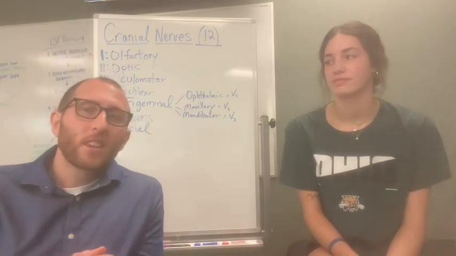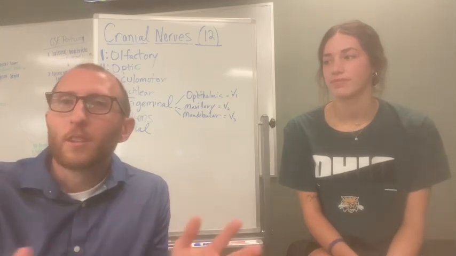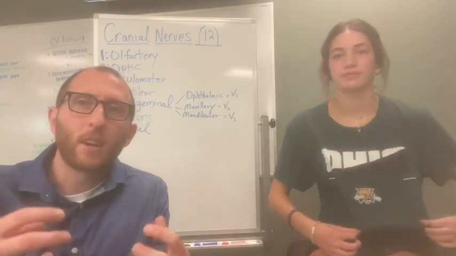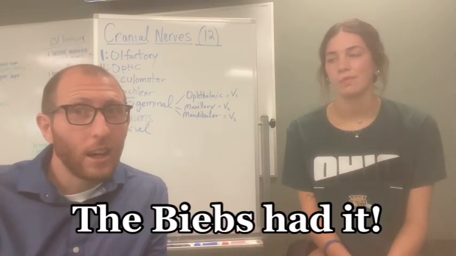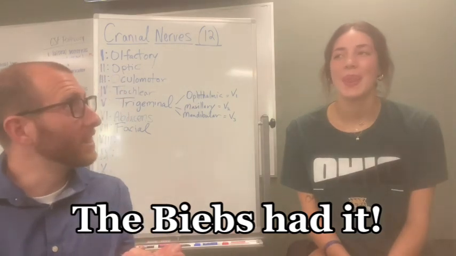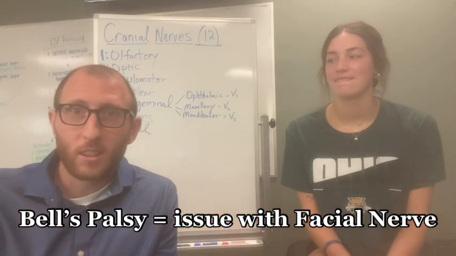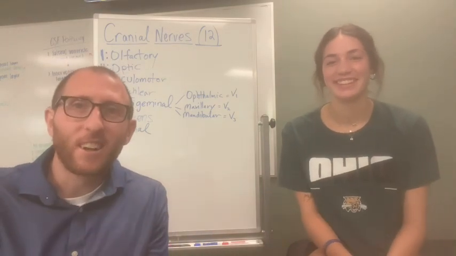But this one is related to the facial nerve, and it's most often temporary. A couple months, it goes away. Infections can cause it. Justin Bieber had a version of it recently. I'm talking about Bell's palsy. Bell's palsy. So that'll be on the quiz at the end of this video.